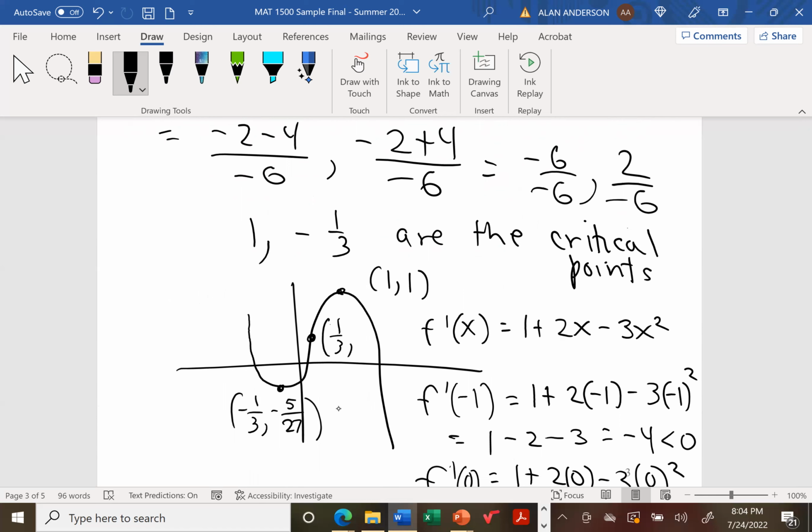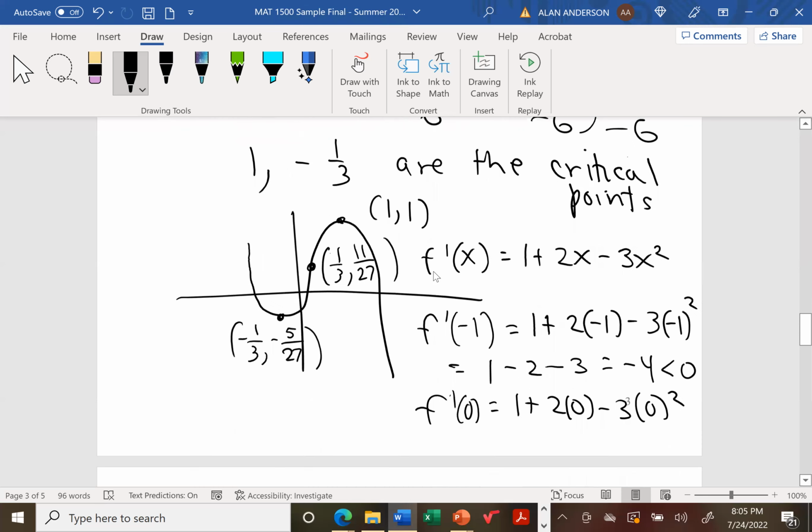And in fact, if you do plug this into the original function, you'll see that this is the point (1/3, 11/27). So you don't really need that, but you know that when x is 1/3, the sign of the second derivative changes from positive to negative. Now let's prove it.